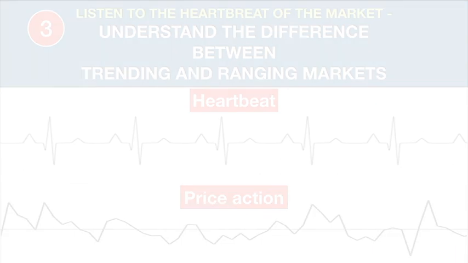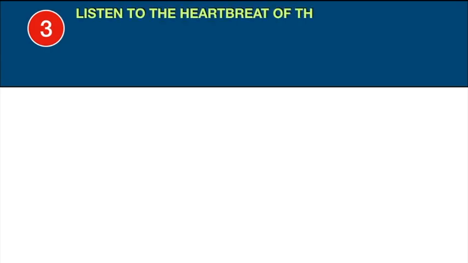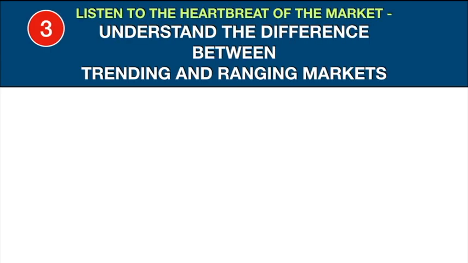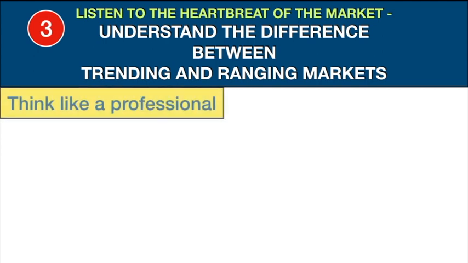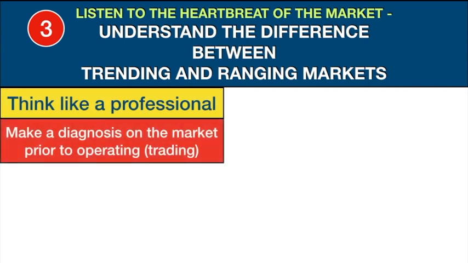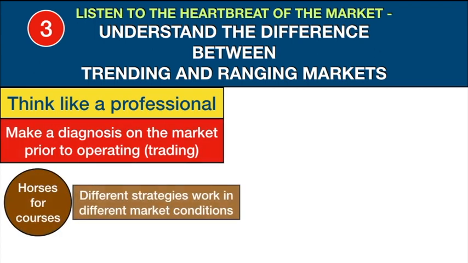So component number 3 is to understand the difference between trending and ranging markets, a trend and a trading range. Being able to identify different market conditions and the different stages that markets transition through is hugely important. And the reason it's important is because certain trading styles and strategies work in trending markets, and different strategies and styles work in trading range markets.